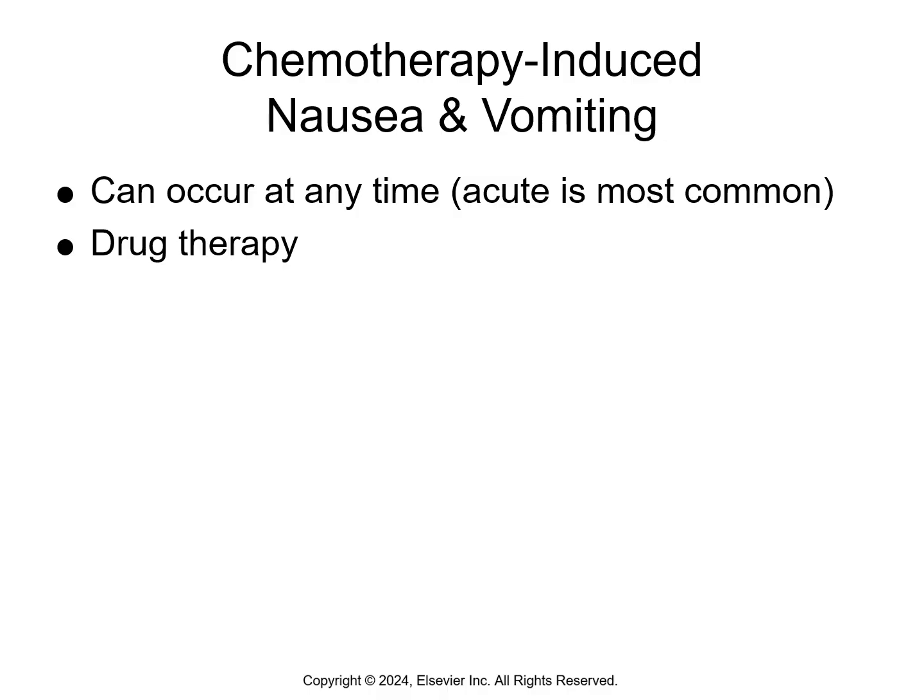Chemo-induced nausea and vomiting can occur at any time. Acute is the most common. So treatments would be antiemetics like Zofran, small frequent meals, avoid greasy food, and stay hydrated, because chemo nausea isn't like a stomach bug. It's like a chemical stimulation of the vomiting center in the brain.